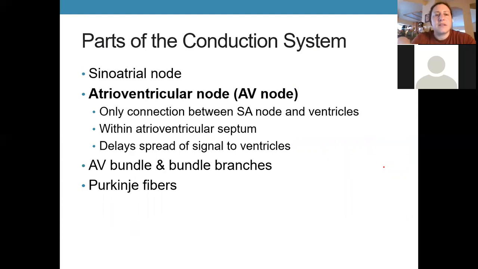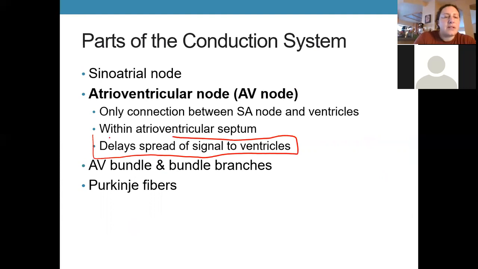The next part of the system is the atrioventricular node, because it literally sits between the atria and the ventricles. And it's actually kind of slow. So when it receives an electrical signal from the SA node, it takes it a minute, not actually a minute, but it takes it a few milliseconds to actually continue to spread the signal. And that's actually on purpose.